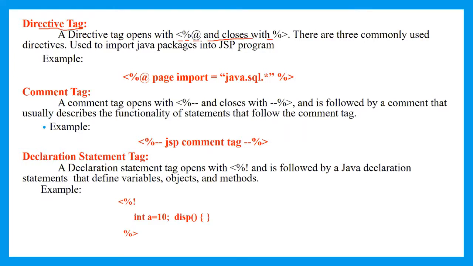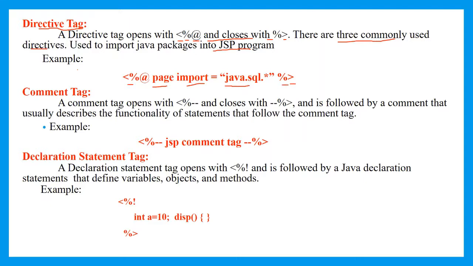There are 3 commonly used directives. The import directive is used to import Java packages into the JSP. This is a simple example to add an SQL package to the web page. For that, we will open the angular tag %@ page import, and specify the type of the packages I want to import into my program. Here I am importing the SQL packages. Then close the percentage and close the angular tag.